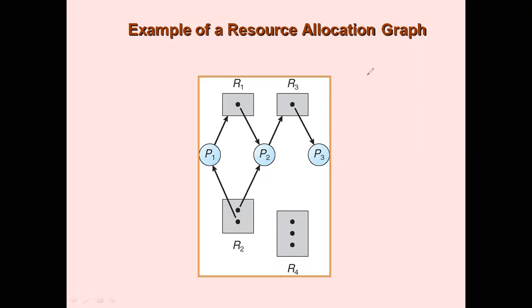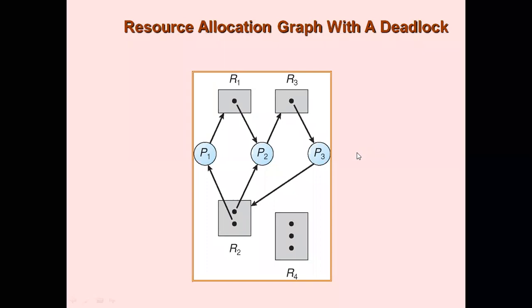I'll take you to another diagram where you will see a possibility of deadlock. This is a resource allocation graph with a deadlock. Here P1 is requesting R1, R1 is held by P2, P2 is requesting R3, R3 is held by P3, P3 is requesting R2, and R2 is held by P1. So this is a deadlock situation, guys.